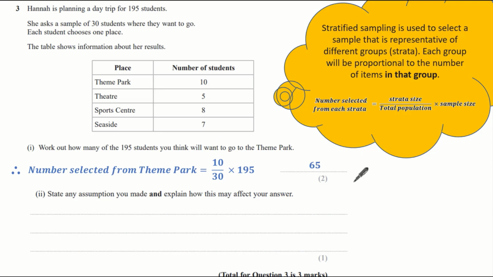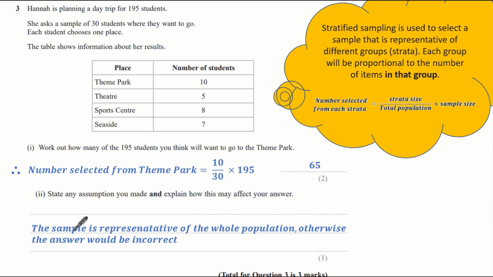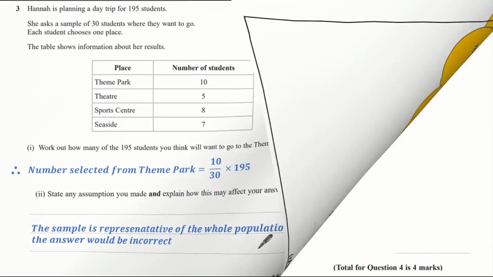This gives me an answer of 65. Now we're asked to state any assumptions we've made and explain how this might affect our answer. Well, remember, stratified sampling assumes that each group is proportional to the number of items in that group. So the sample is representative of the whole population. Otherwise, the answer would be incorrect.